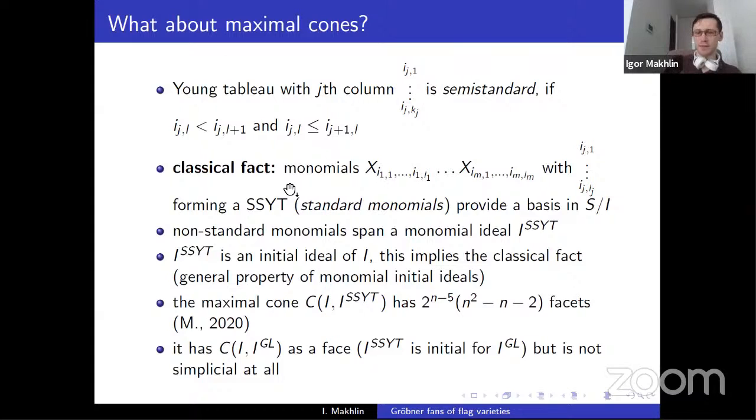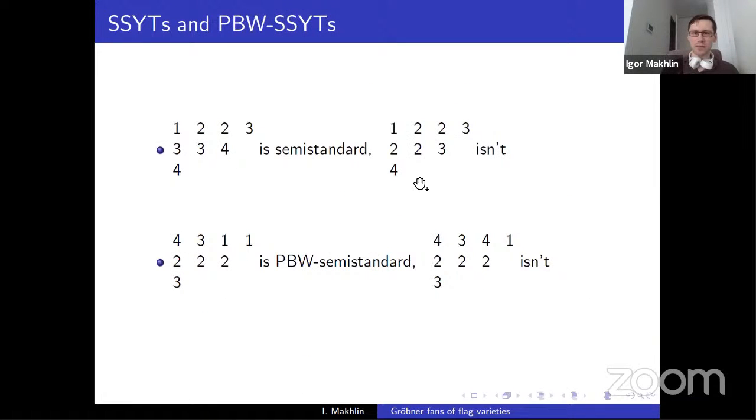let us recall the definition of a semi-standard Young tableau. So a Young tableau, well, here I have the definition. If this is the jth column, then what it says here is that the numbers have to increase strictly down the column, and they have to increase non-strictly to the right in every row. So here I have some examples, right? Here you can see that in every column the numbers increase strictly, and in every row they increase non-strictly. And so this is a semi-standard Young tableau.